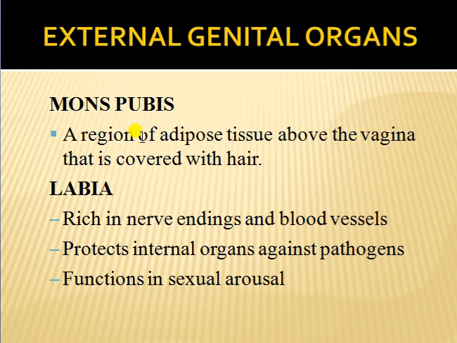So the mons pubis is a region made up of adipose tissue, with the superficial skin present over it, and it is covered with hair. Next, the labia are rich in nerve endings and blood vessels. Labia minora and majora both have rich nerve endings and blood vessels. They protect the internal organs against pathogens. The function is sexual arousal.